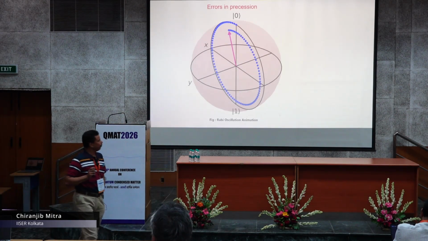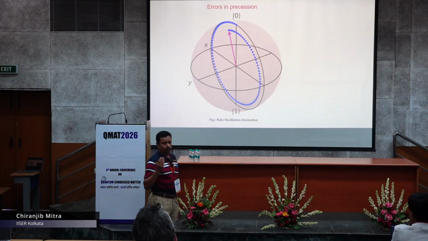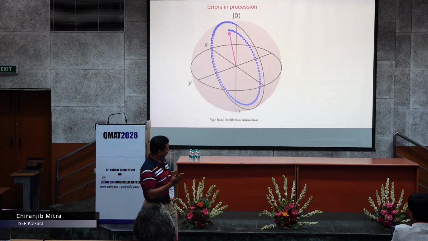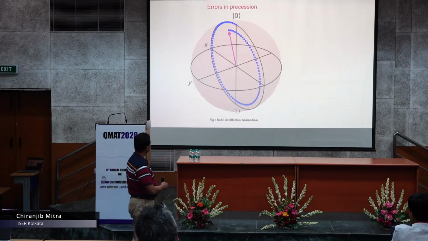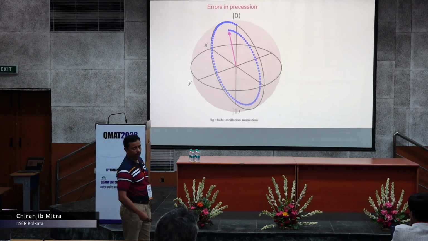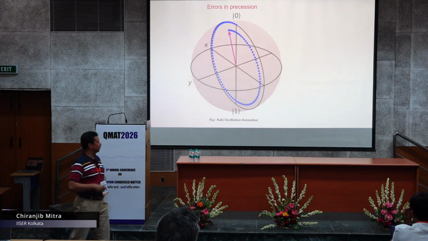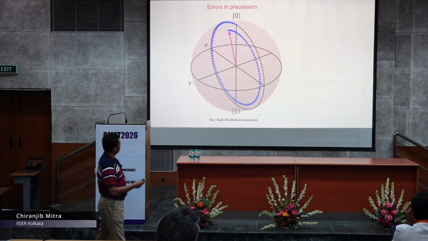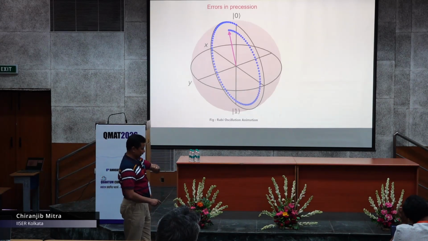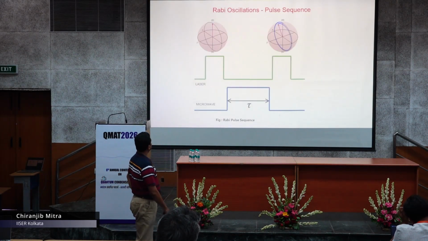However, if there are errors in the pulses, or if this is an ensemble, there can be inhomogeneities, and for various reasons it need not go to the same place. There can be errors in the pulses, it can end up in another place on the Bloch sphere, and if I keep on giving pulses after pulses, this will take me somewhere else. So this has to be corrected, and that's a significant portion of this talk.